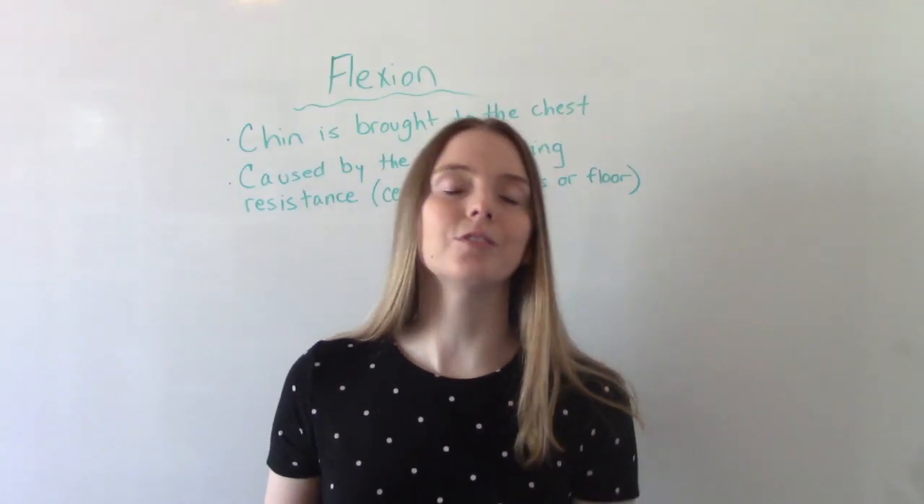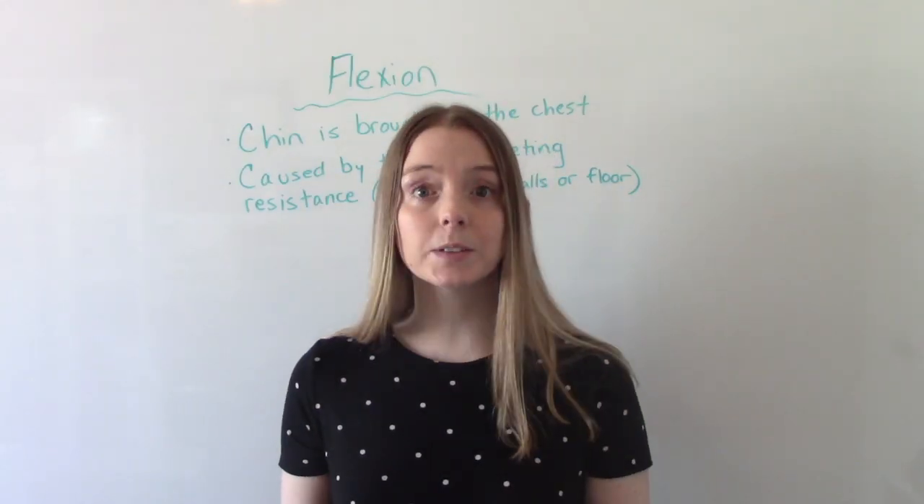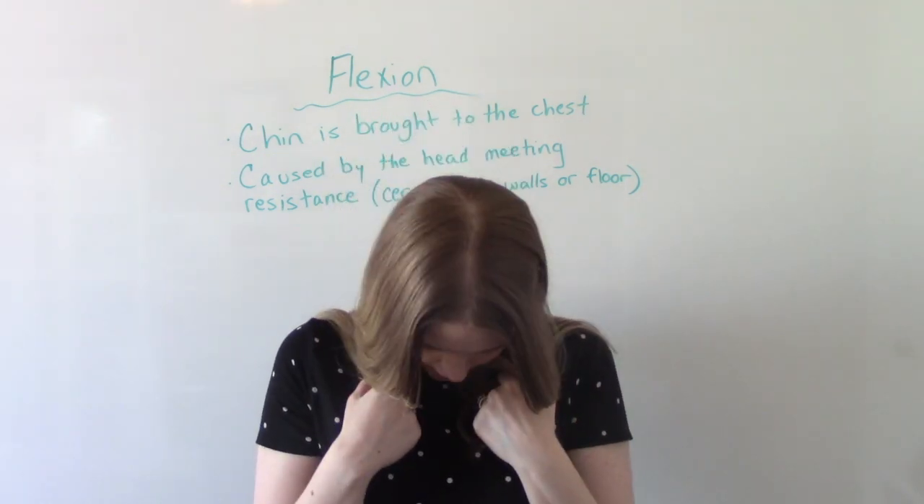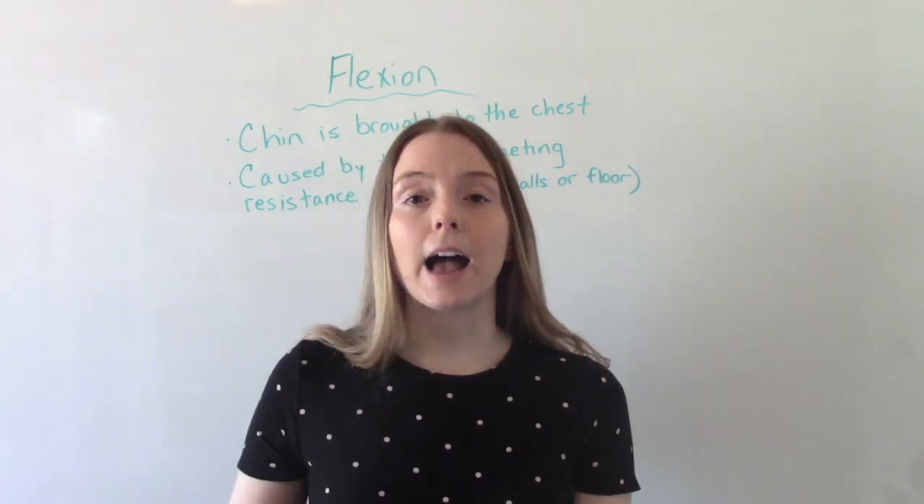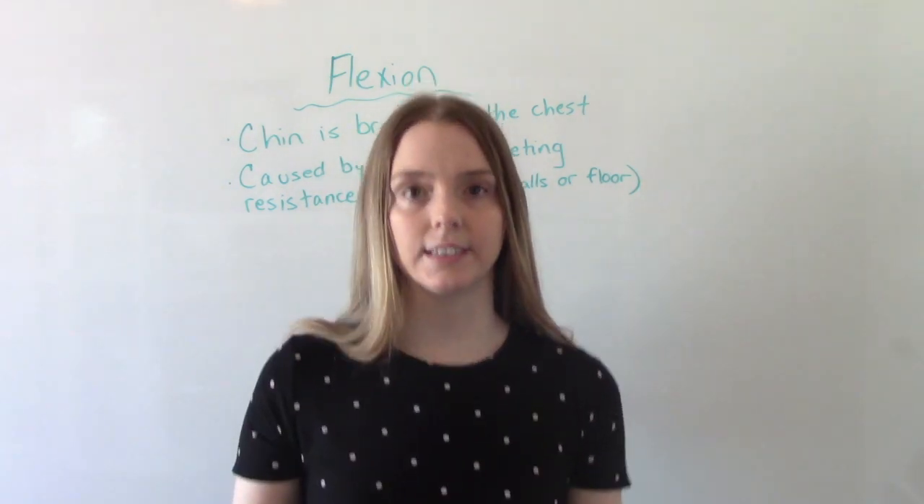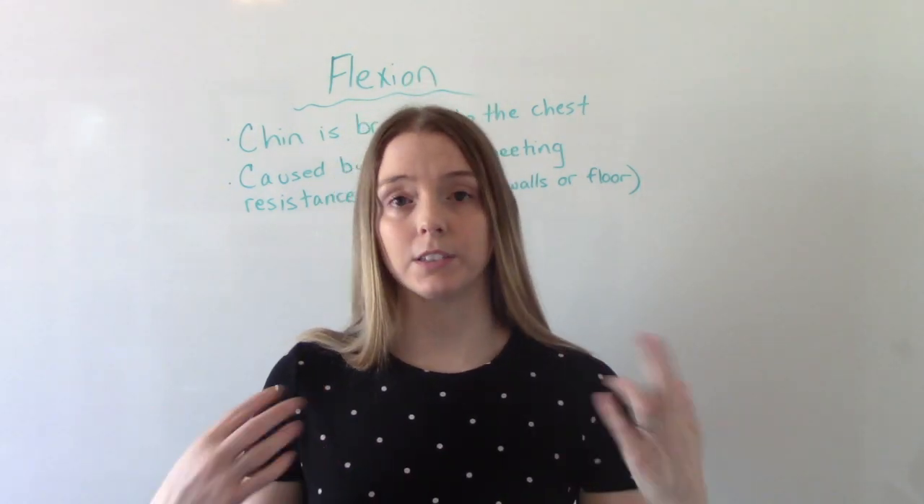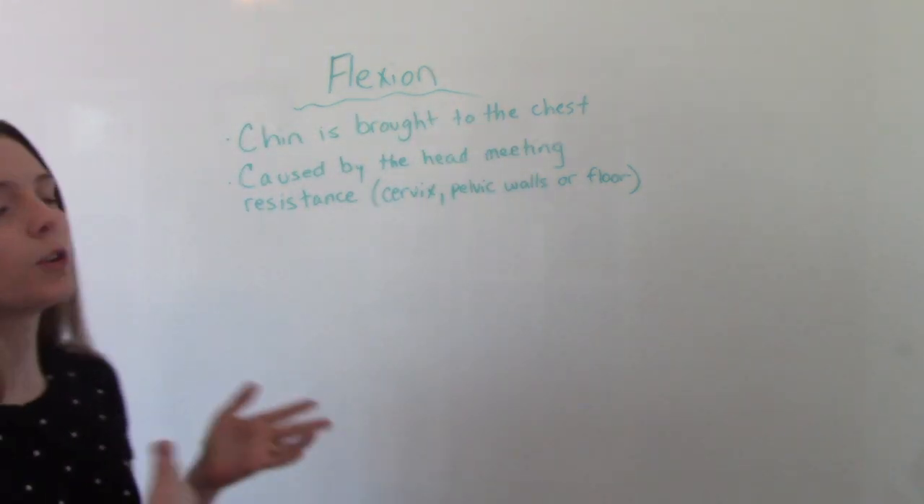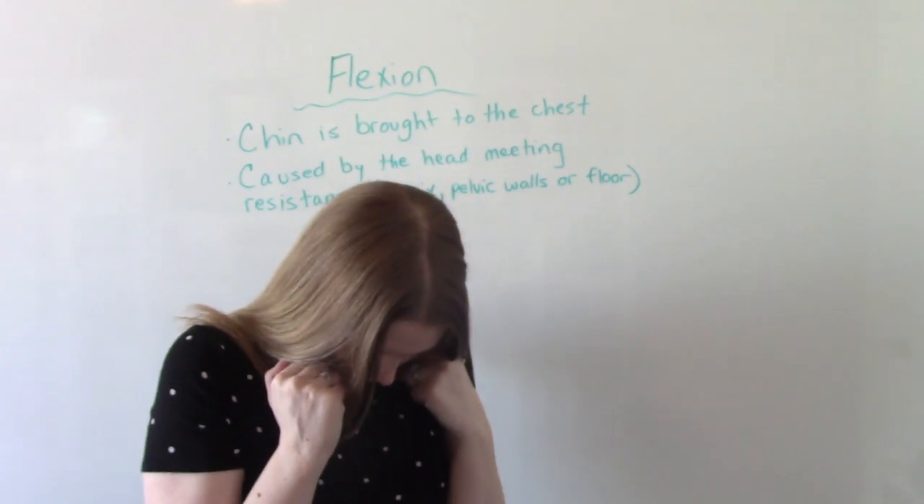The third movement is called flexion, and this one's pretty simple. It's simply baby bringing their chin to their chest. They do that because their head has met some resistance. That resistance could be from the cervix, the pelvic wall, or the pelvic floor. So that's flexion, just bringing our chin to our chest.